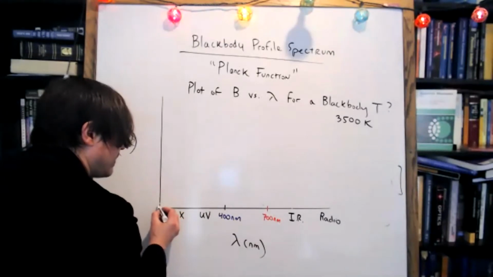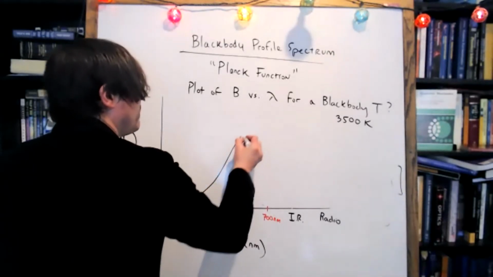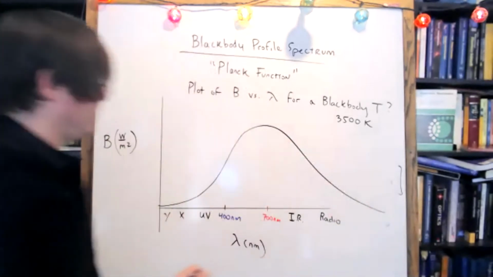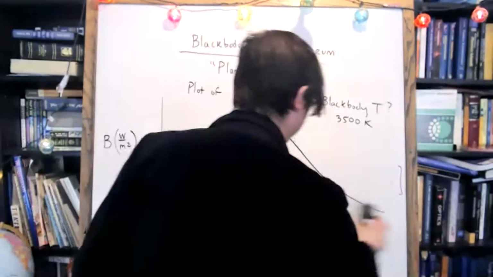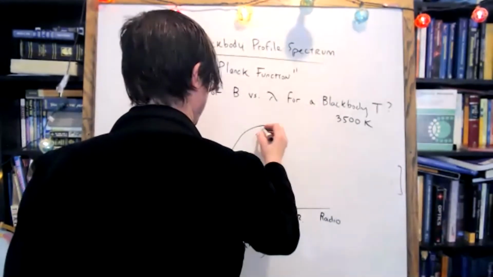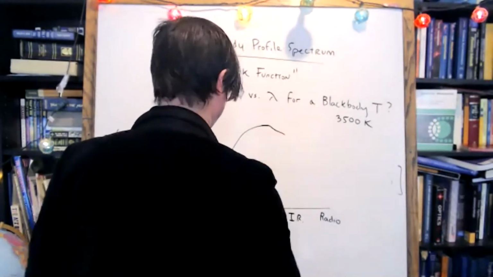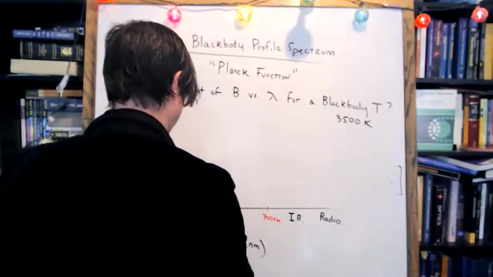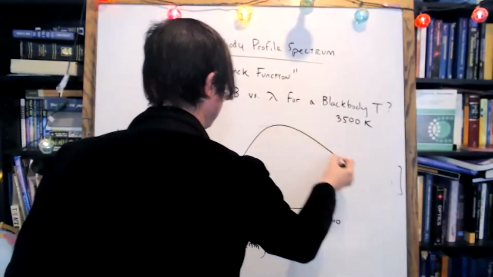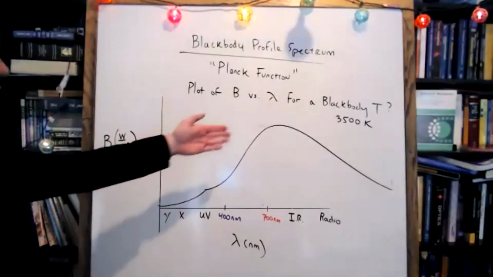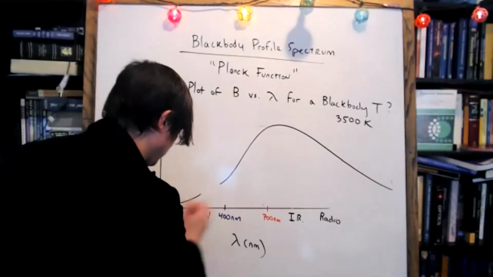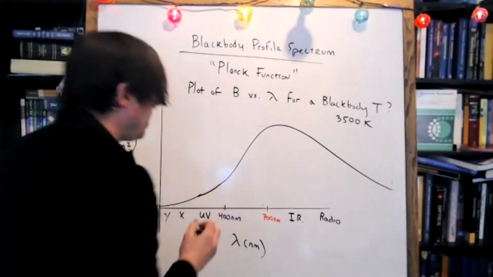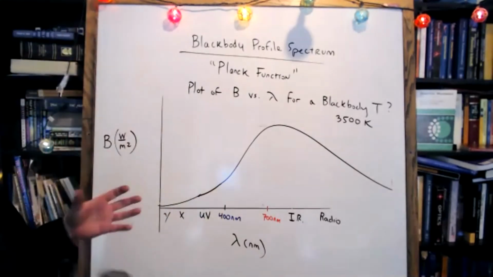It looks something like this, like a bell curve that's lopsided. My bell curve could have even been more lopsided, actually. Let me see if I can do that better. It's like something like that. So the takeaway from this graph is this is not a discontinuity. It's supposed to be continuous. The takeaway from this is twofold.